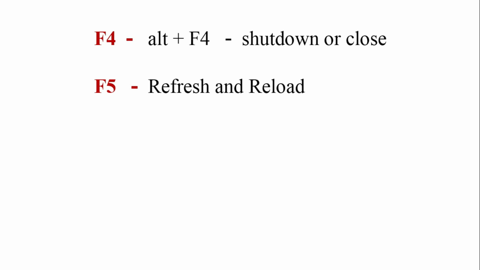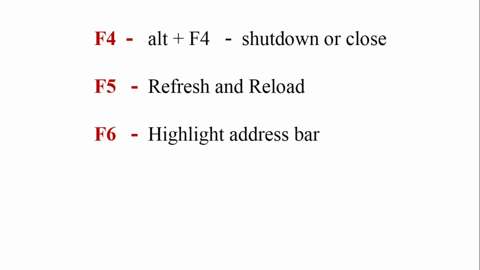Then if I want to run the program, simply press the F5 function key, and our program will run. The next function key is F6. The F6 function key is used to highlight the address bar. Suppose I am working in a browser window and I want to change or type the URL, and I don't want to work with the mouse. Then just press the F6 function key and the address bar of the browser window is highlighted, and then you can type the URL and search for anything.